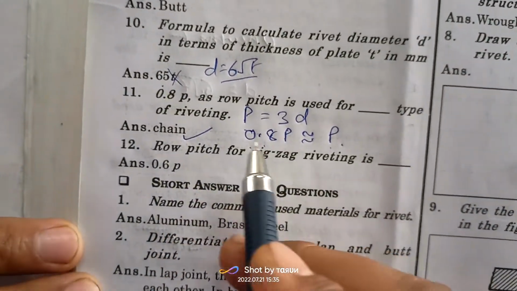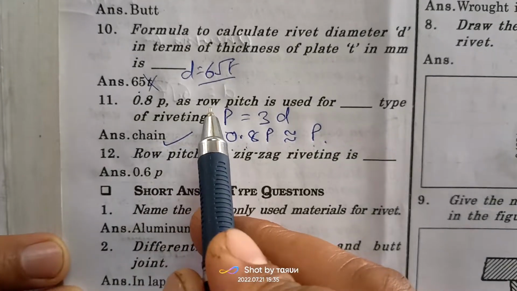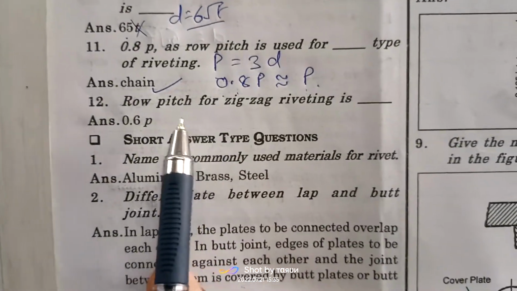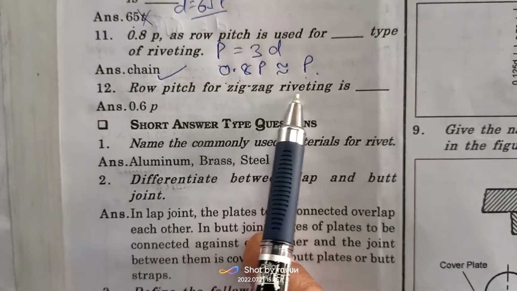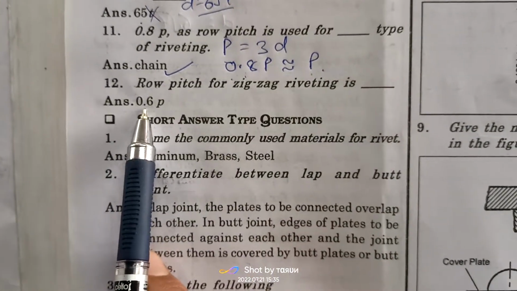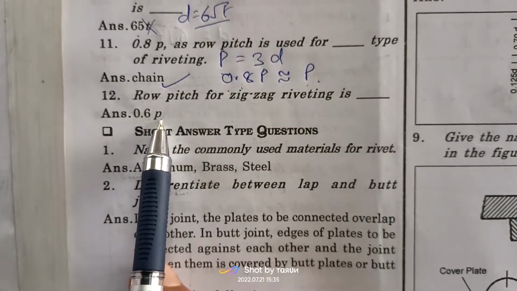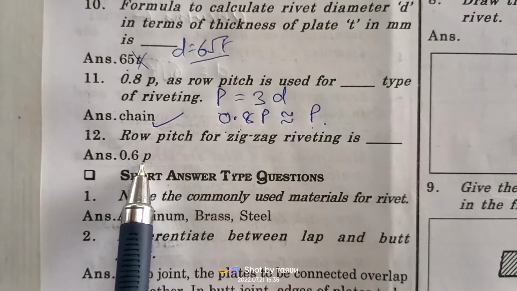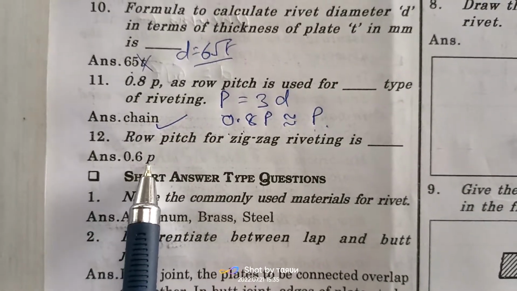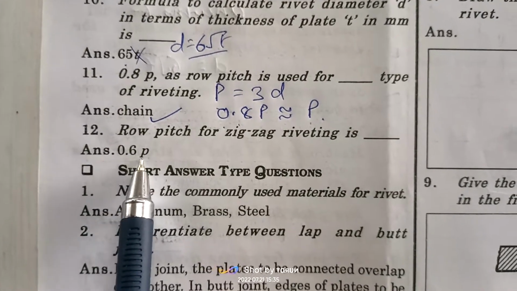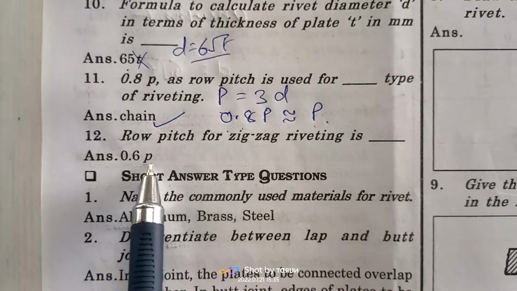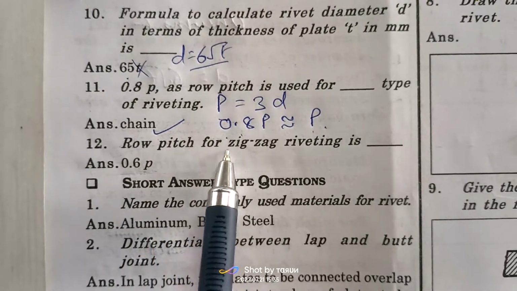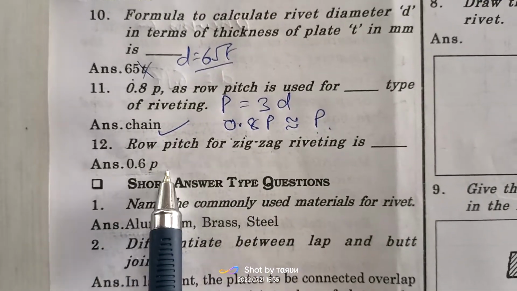In chain riveting it is 0.5 p. Row pitch for zigzag riveting is 0.6 p. Yes, it is correct. We do not take pitch less than 0.6 p. 0.6 p is minimum. So in zigzag riveting we use 0.6 p.